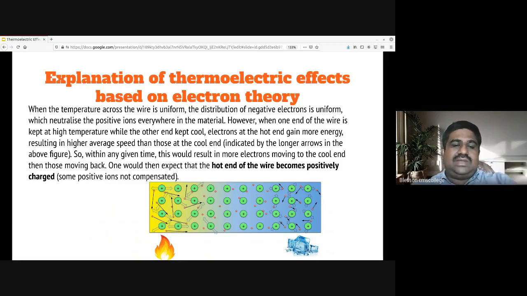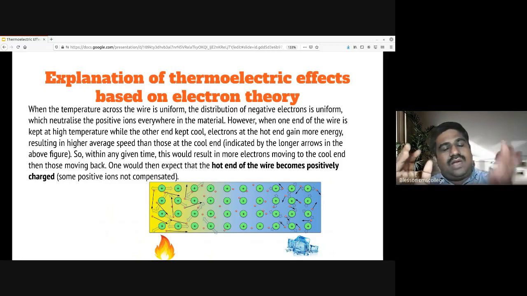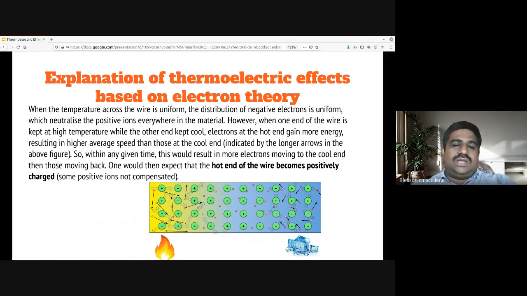In this figure, we can see that on the left part we are applying the heat, and the right end is colder, that means we are cooling the right end. So electrons at the hotter end will have higher average energy than the electrons at the colder end. So what will happen? More electrons will move from the hotter region to the colder region. So the hot end of the wire becomes positively charged relative to the cold end, because electrons started moving from the hot end to the cold end, and the cold end will have more electrons and the hot end will have more ions. That means it will be positively charged.